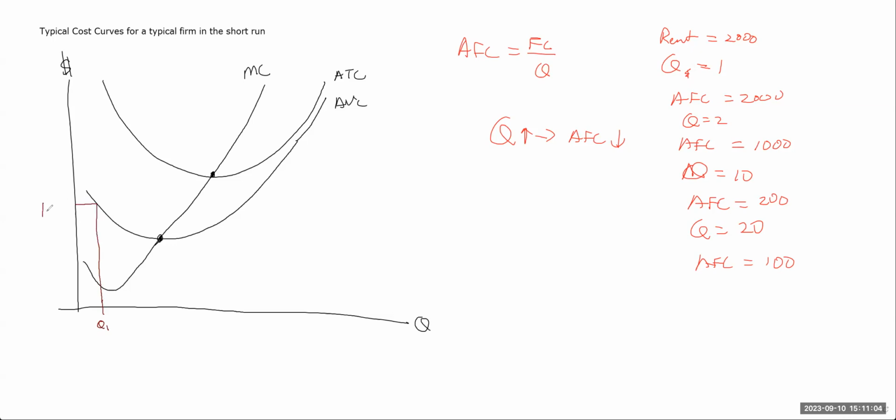Right here is average variable cost. Up here, right there is average total cost. The difference between average total cost and average variable cost is average fixed cost. The vertical gap between average variable cost and average total cost is average fixed cost. And you can see average fixed cost is falling as Q increases.